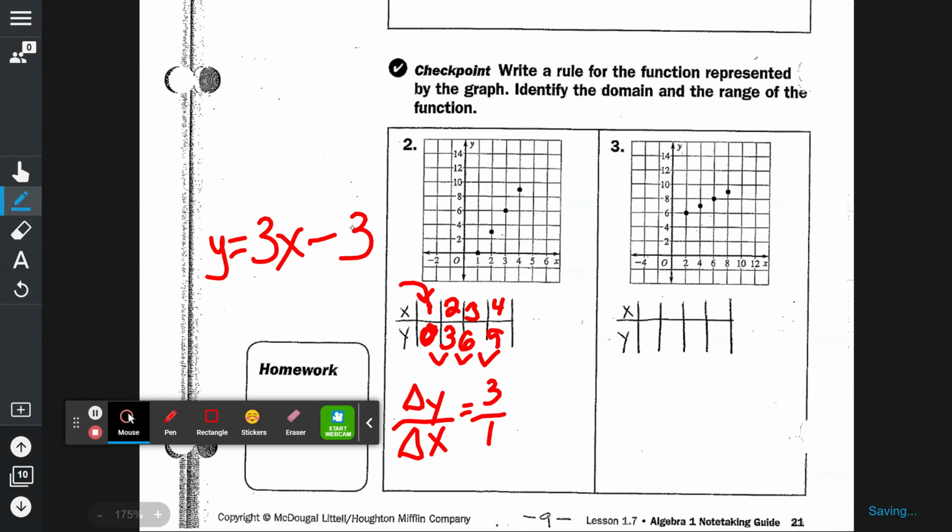So let's see if it works. 3 times 2 is 6. 6 minus 3 is 3. 3 times 3 is 9, minus 3 is 6, and 3 times 4 is 12, minus 3 is 9. So that works. Okay, so I want you to stop the video, and I want you to try to do number 3 on your own. Turn the video back on and see if you have it right.